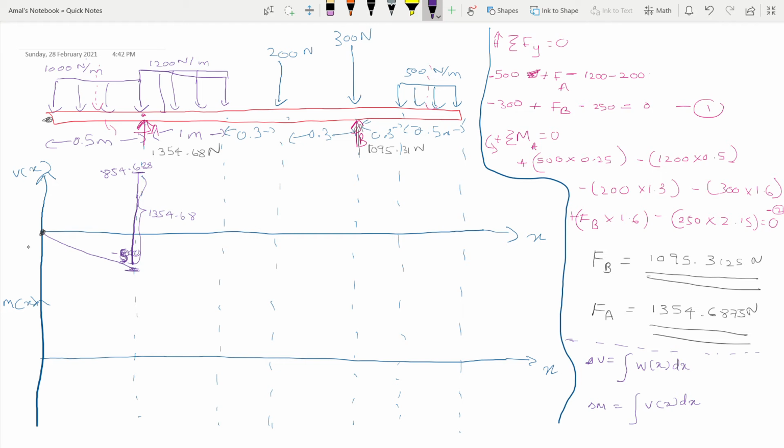So what we have in here, the area under that distributed load is 1200. So we know this has to go down 1200. So the change in shear is 1200. So 854.688, and then we have to go down because it's a negative distributed load. Okay, so it goes down, 854.688 minus 1200, we get negative 345.3. So now we go down straight like this.